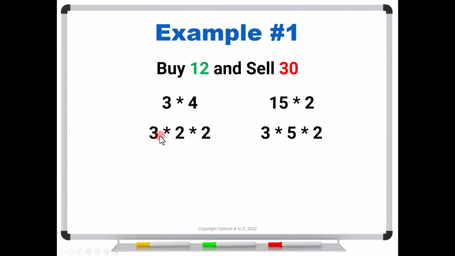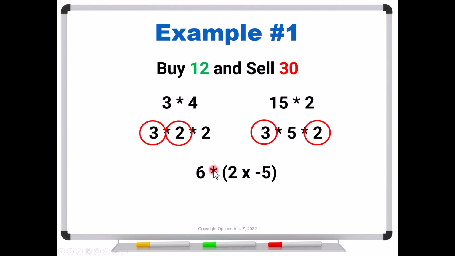Next, what you do is you find how many common factors they have. So notice that both sides have a 3, and both sides have a 2, and that's it. So we multiply these out. 6, there's your answer. It is 6 spreads in a 2 by -5 ratio. I can tell it's 2 by -5 because 6 times 2 would give me 12. 6 times -5 would give me 30. Again, some brokers might show that as a -6 spreads, 2 by 5.